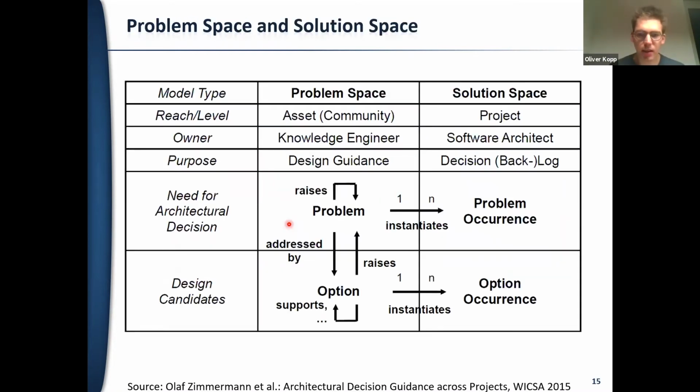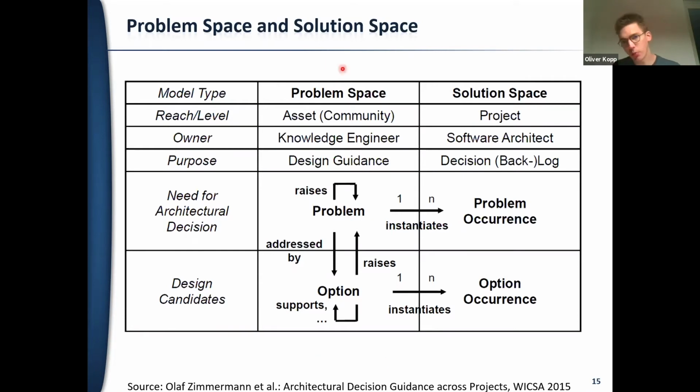And this is something a colleague of mine researched. He calls the whole thing problem space and solution space. And in my terms, these are the generalized things, and these are the concrete things. Like here, you have the community asset crafted by a knowledge engineer, and its purpose is design guidance with a problem in it, addressed by an option, and the option may raise another problem, which you then have to discuss. Just as an example, if you decide on a programming language, the next problem you have to think of is the build tool, and then the option using Java raises the concrete problem of which build tool to use in the Java world. Again, the whole thing is nuggets of advice in a problem space.